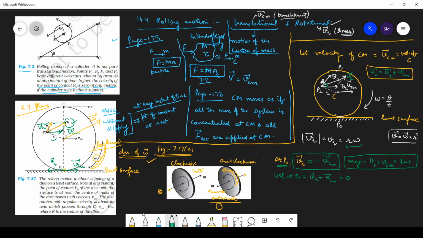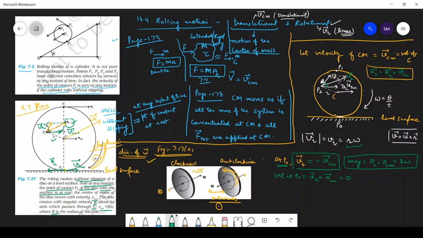So that is why we see that the point of contact P naught of the disk with the surface is at rest, okay? At any particular instant. That is only possible when there is rolling motion without slipping. The center of mass of the disk moves with the velocity Vcm, and the disk rotates with the angular velocity omega about its axis that is passing through C. Vcm is equal to r omega, where r is the radius of the disk.